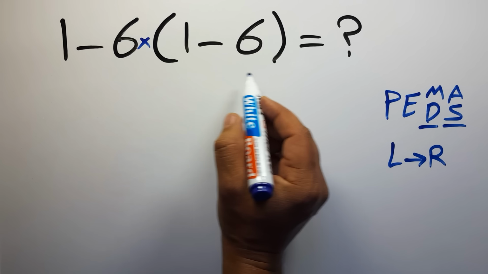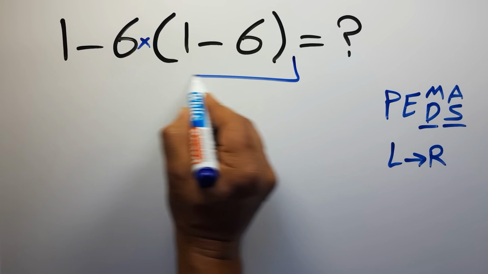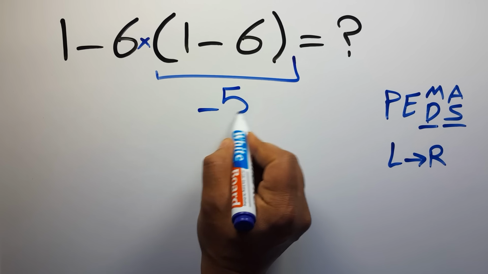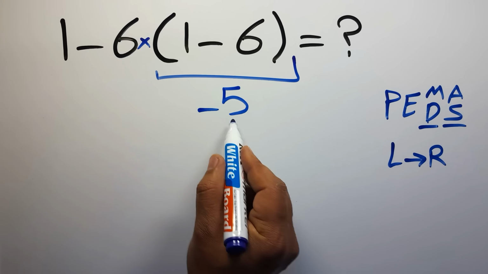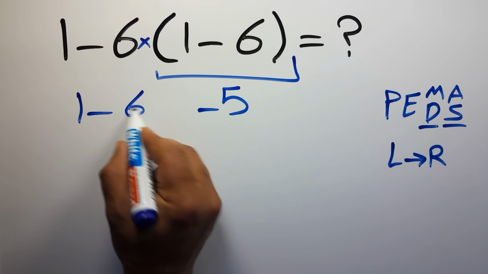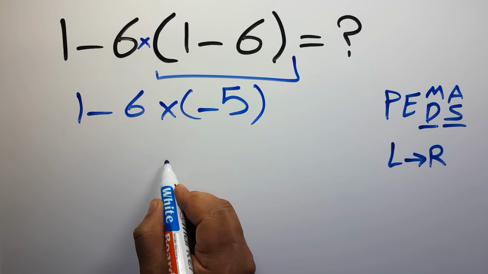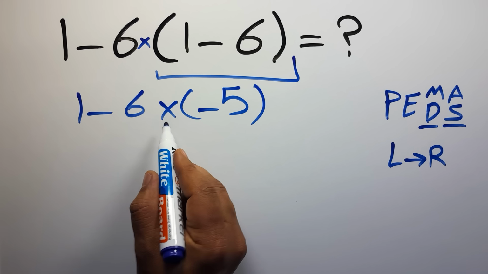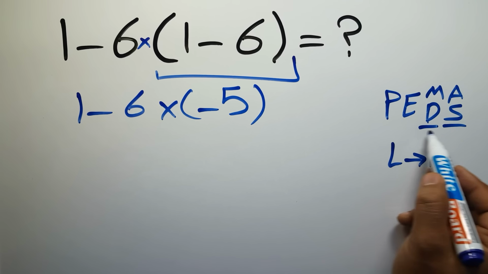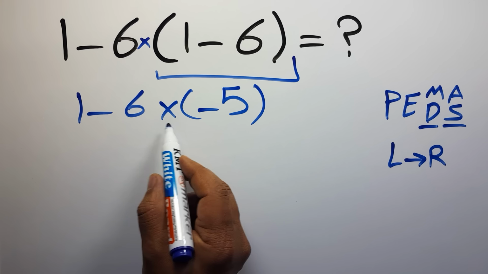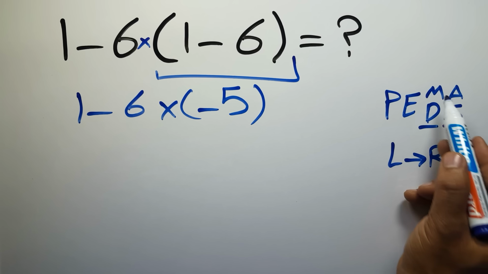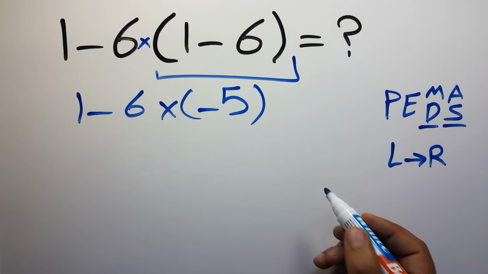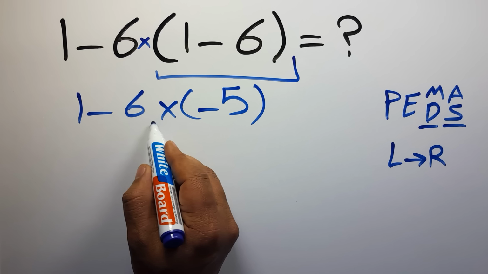Inside this parentheses, we have 1 minus 6, which gives us negative 5. So 1 minus 6 then times negative 5. Now we have one subtraction and one multiplication. According to the PEMDAS, multiplication has higher priority than subtraction because multiplication comes before subtraction. So here first we have to do this multiplication.